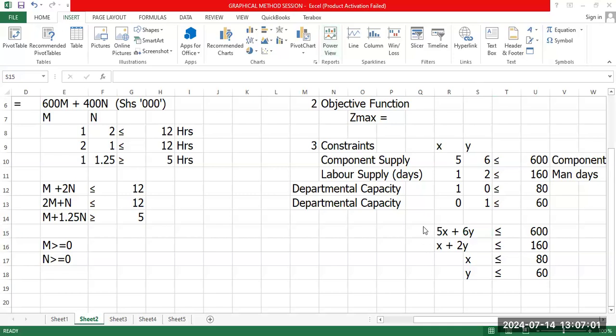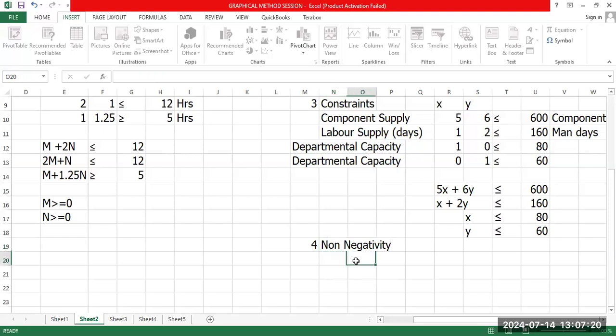Okay, perfect. So we are done with constraints. The last one should be your non-negativity. Colleagues, once you understand how to formulate a linear programming model, other things are actually easy.